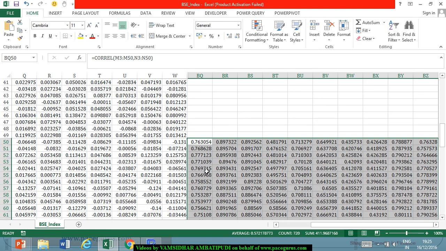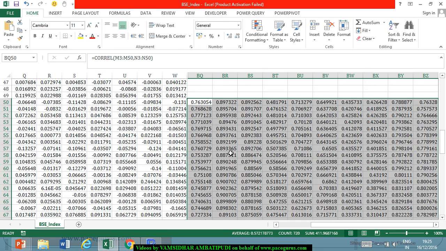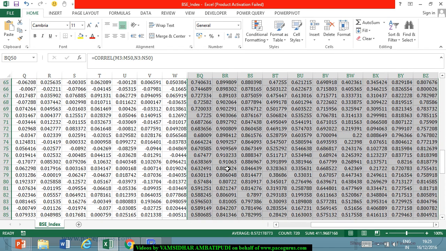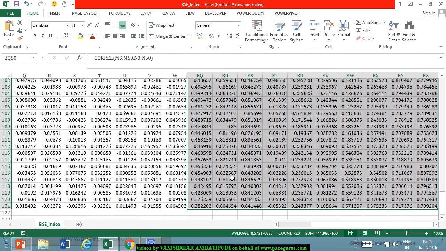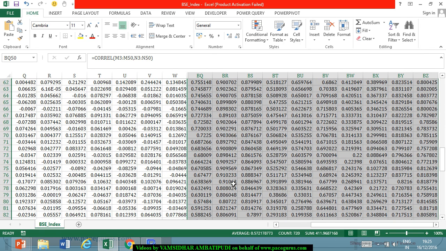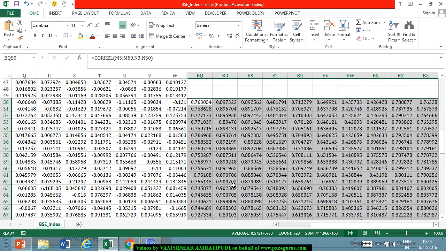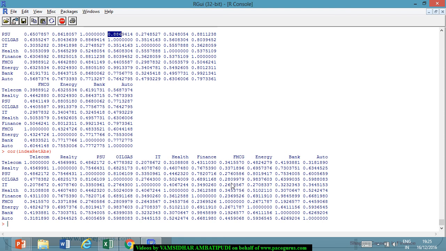reality. Whereas between the reality and the PSU, 89, 90, 89, 90, somewhere it became 80, but it has been maintaining between 80 and 90 itself. So between different sectors, we see that the correlations of the returns are changing with time. So that is what we are calling as a rolling over.